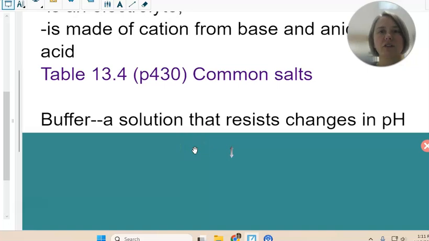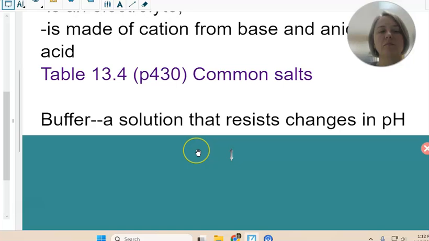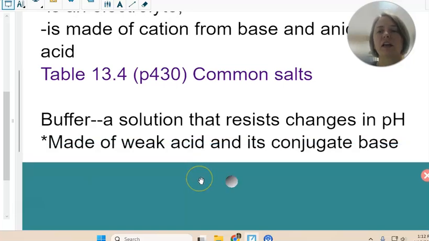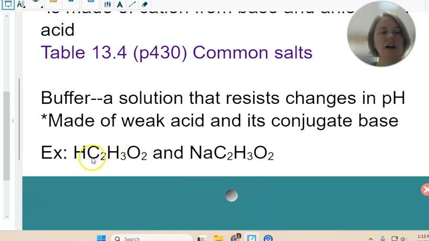Okay, another important term for acids and bases is a buffer. A buffer is a solution that resists changes in pH, and it's made of a weak acid and its conjugate base. So an example is acetic acid and sodium acetate, HC2H3O2 and sodium C2H3O2. So I'm going to make a short little video to discuss buffers and finish up the chapter. I will see you then.